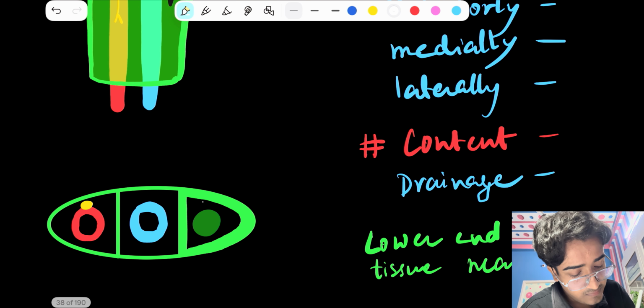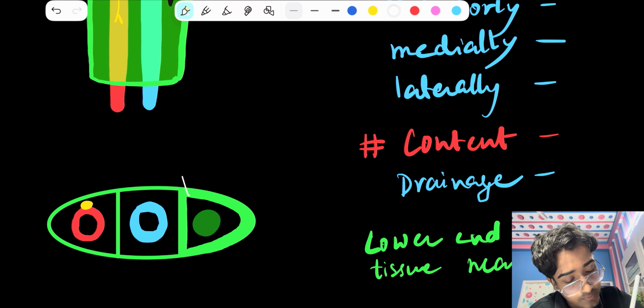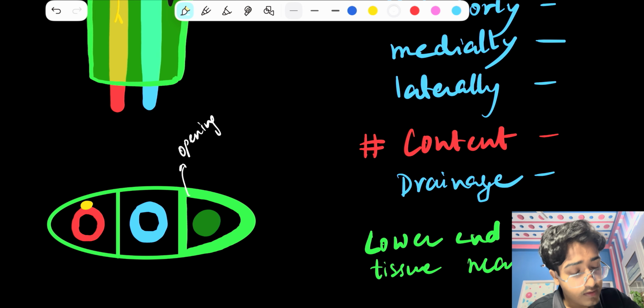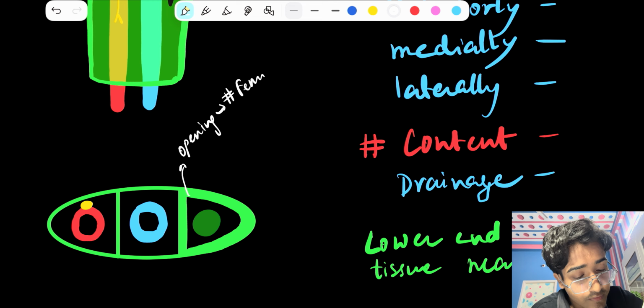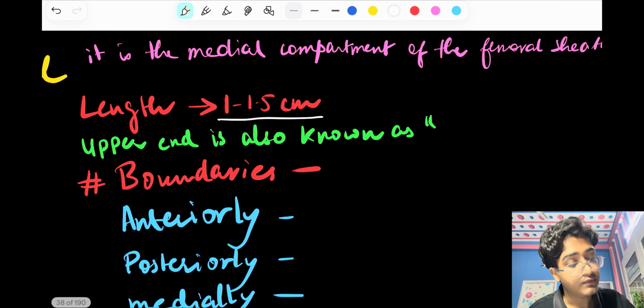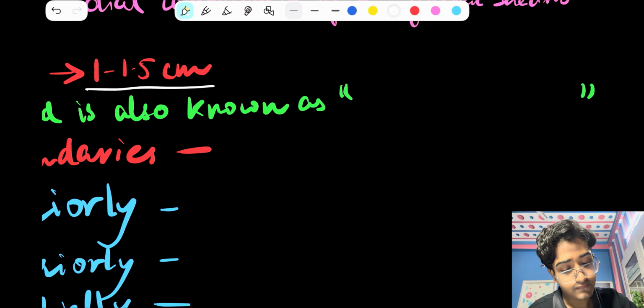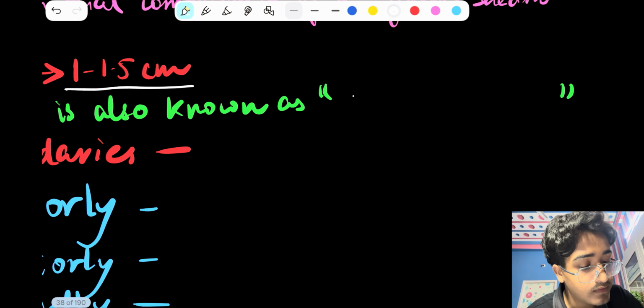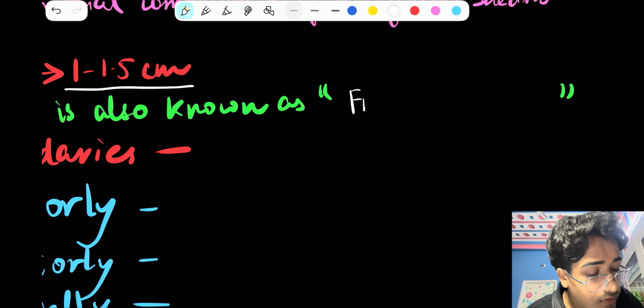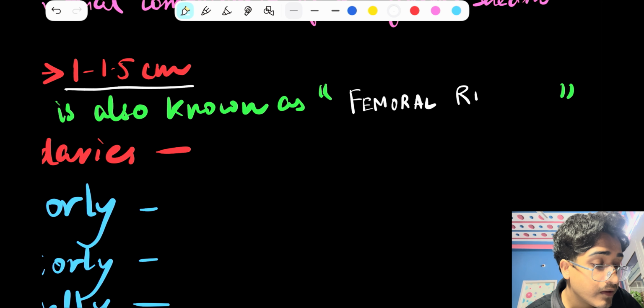Now see, this is the opening of the femoral canal, and this opening is also known as the femoral ring. So what is the upper end of the femoral canal known as? It is known as the femoral ring.